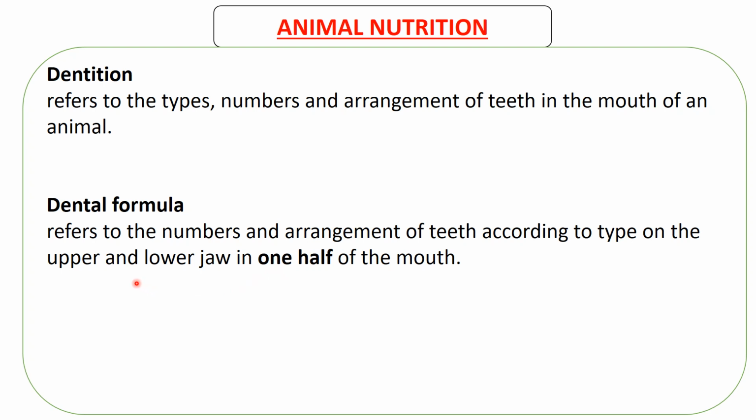So on one side there are teeth on the upper jaw and those on the lower jaw. It will tell how many are on the upper jaw and how many are on the lower jaw. Whatever is on one side is also on the other side. So the dental formula gives you half of the total number of teeth in the mouth.